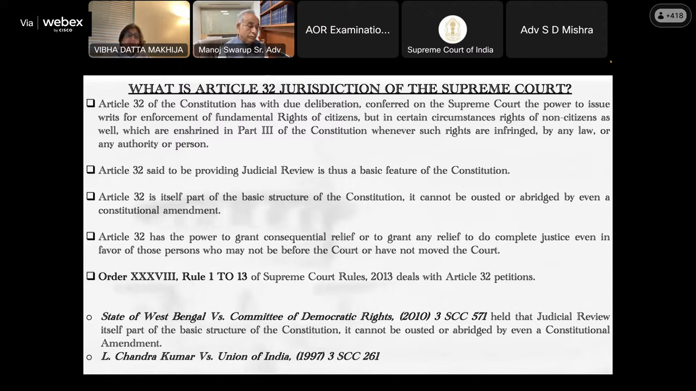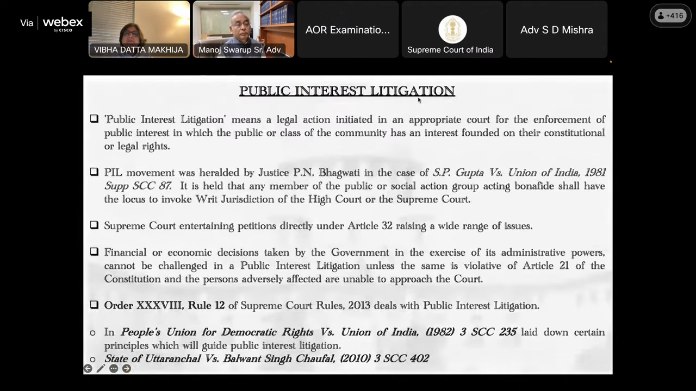Moving on to the next screen, a part of Article 32 is also, Inder, can you just move to the next screen, please, of the PPT? Is also public interest litigation.